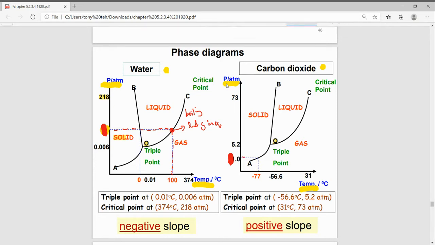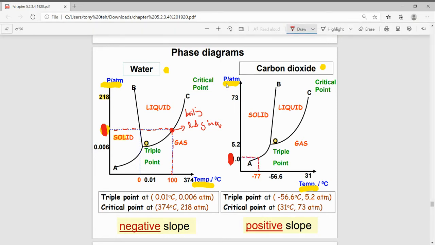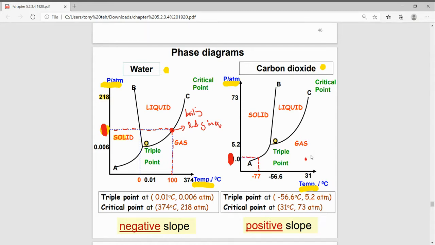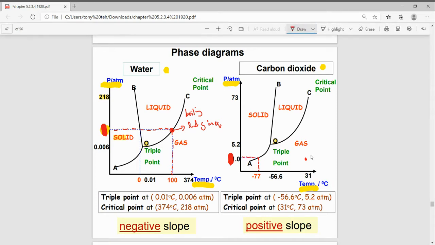So what is the meaning here? It means at room temperature, not even room, okay, let's not look at room temperature first. At negative 77 degrees Celsius, it will become solid to gas. It doesn't undergo the phase change from solid to liquid. Instead, it's straight away solid to gas. So you can see that at room temperature, for example 31 degrees Celsius, when you put the dry ice in the room temperature, you can see that it straight away becomes gas, but not liquid.